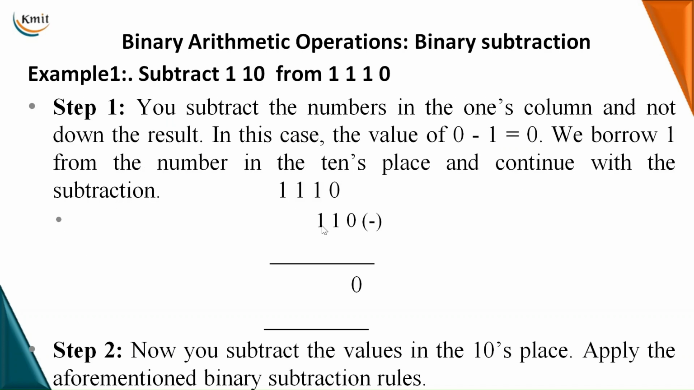So let us take this example. I want to subtract 110 from 1110, so 1110 minus 110. You subtract the numbers in the ones column and note down the result. In the first case, 0 minus 0 is 0, right?